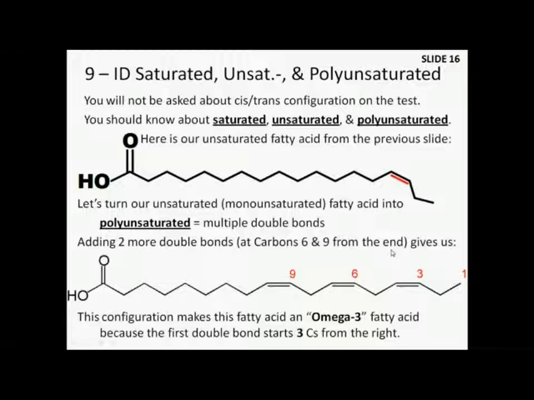Continuing with these: saturated, unsaturated, polyunsaturated. Okay, polyunsaturated just means more than one double bond. Saturated is no double bonds in the chain. Unsaturated or monounsaturated is one double bond. Polyunsaturated, poly meaning many, is many double bonds.